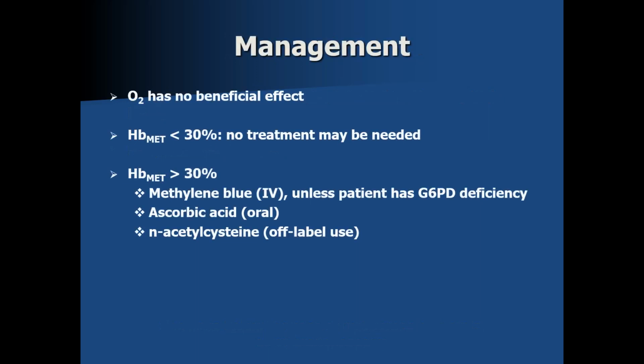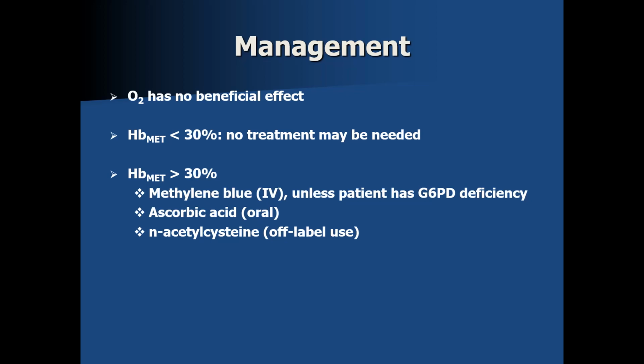Pertaining to management, it's important to understand that supplemental oxygen has absolutely no beneficial effect. We'll see a patient who's cyanotic, and their O2 saturation will be reading 80 or 85%, but increasing the FiO2 doesn't do anything. If the methemoglobin level is below 30%, it's possible that no treatment is needed. However, if the level is greater than 30%, then the usual treatment is administration of intravenous methylene blue, unless the patient has G6PD deficiency, which is a hemoglobin abnormality.